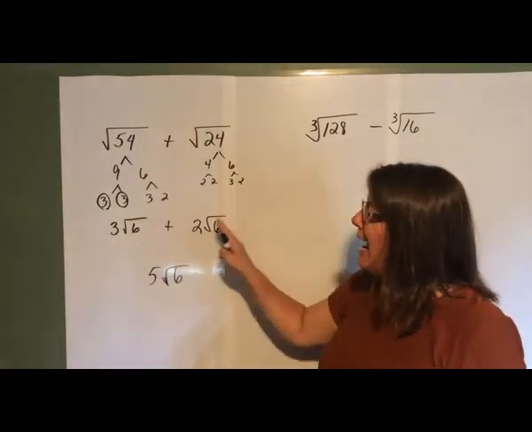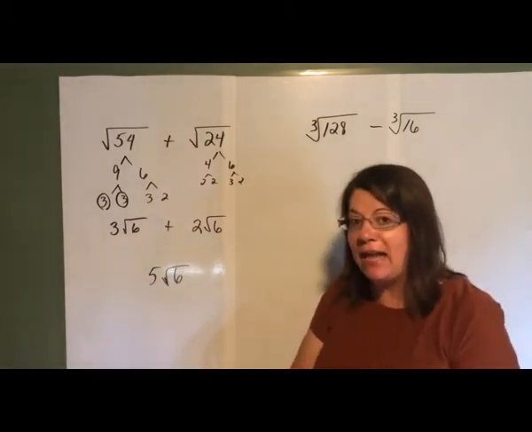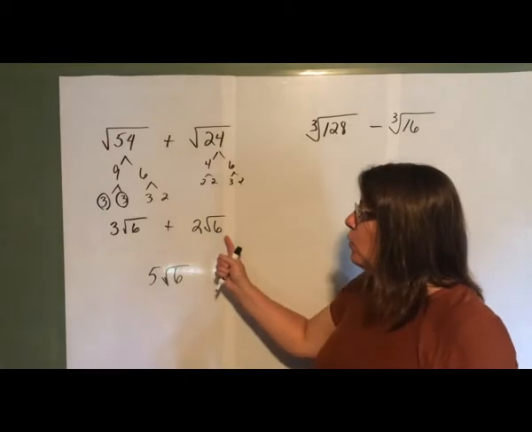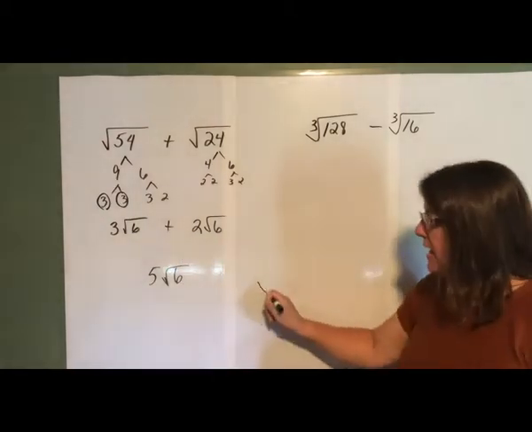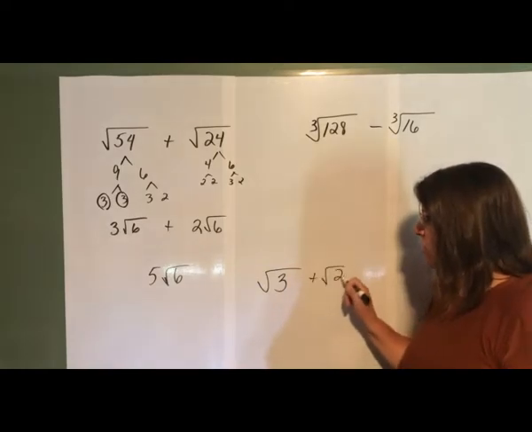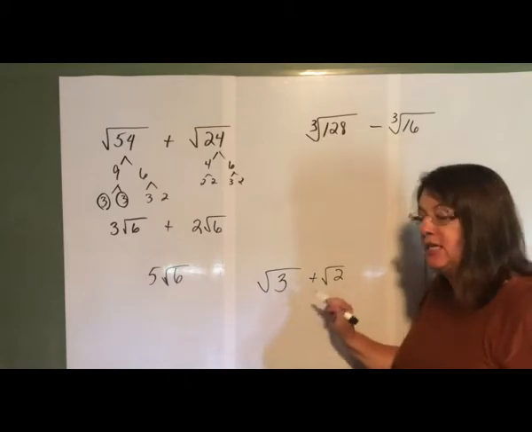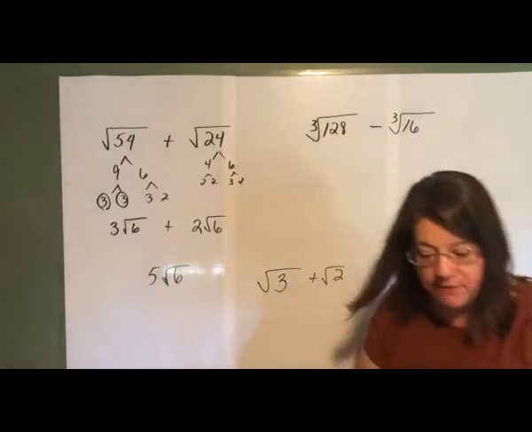So you do not add what's underneath the radical. In fact, that is not allowed. You can never add radicals together, what's underneath. For example, again, and this is the second time I've said this, square root of 3 plus square root of 2 is not the square root of 5. You cannot do anything with that. That expression is already simplified.